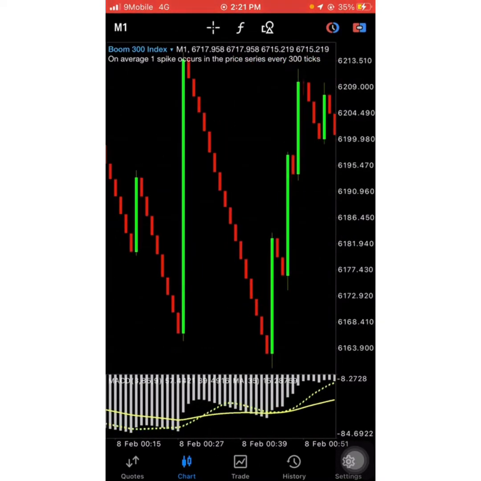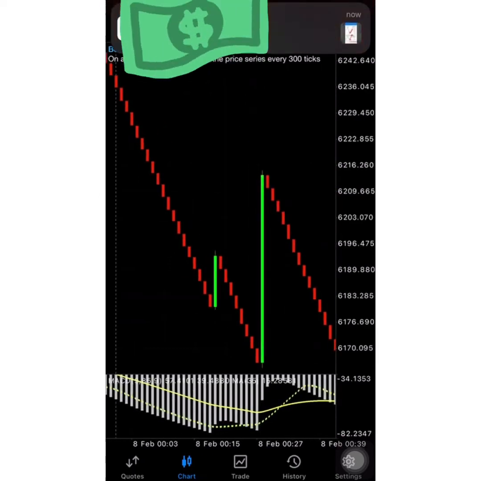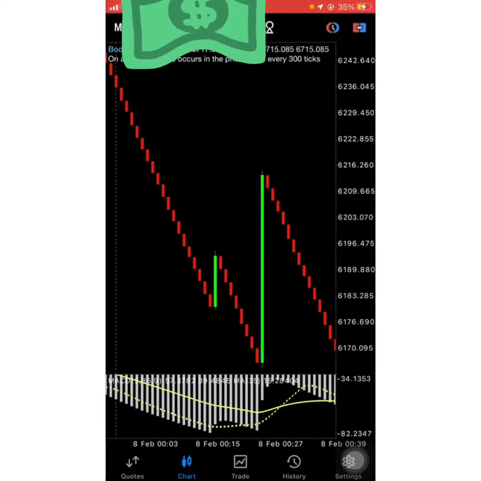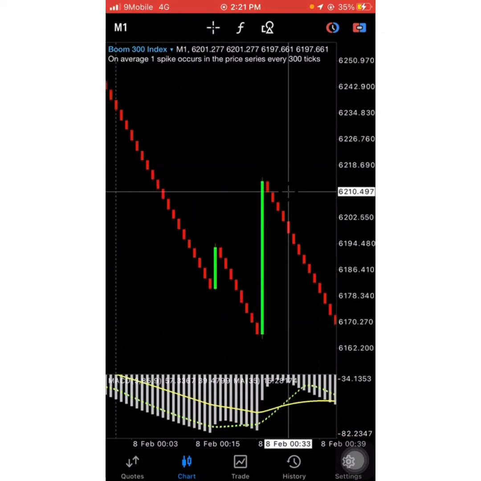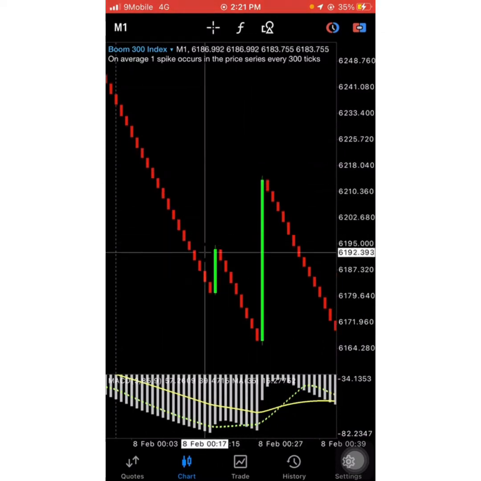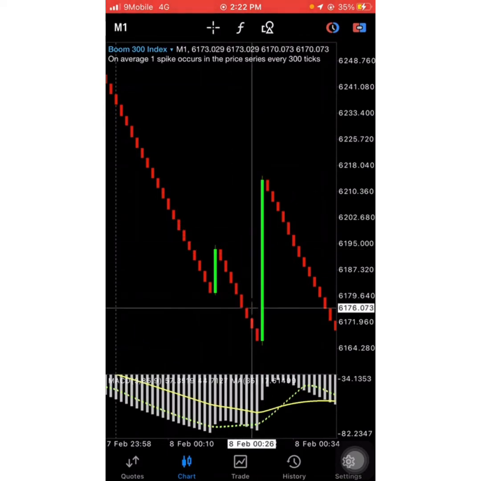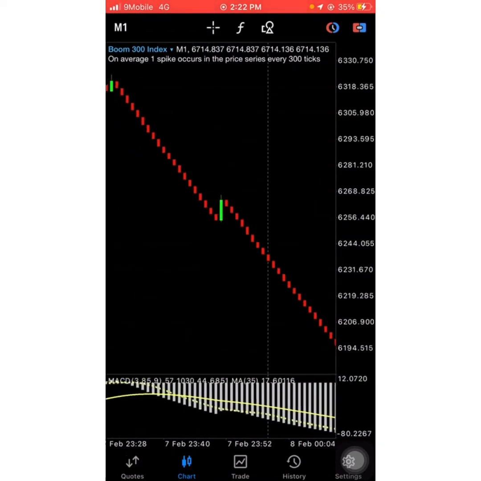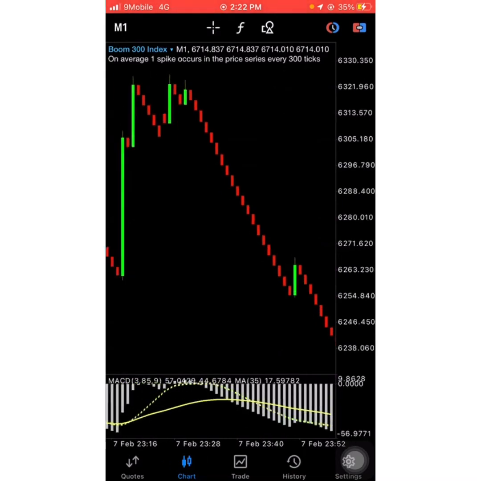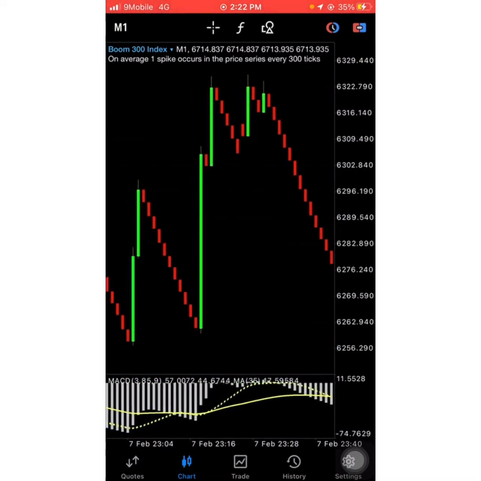As you can see here, we have the first spike. It came down. This is where it touched. We enter this candle here. We enter this candle, 1, 2, 3. We have the spike. Hope you understand this. This is the first mode of entry, the first strategy for entry.